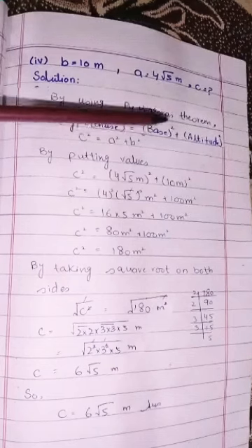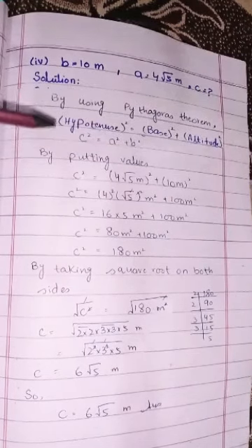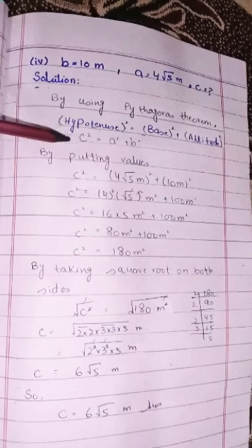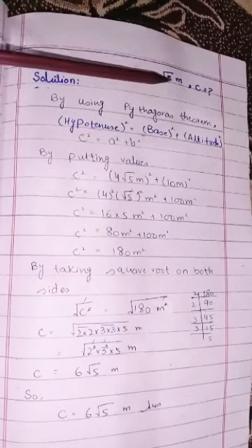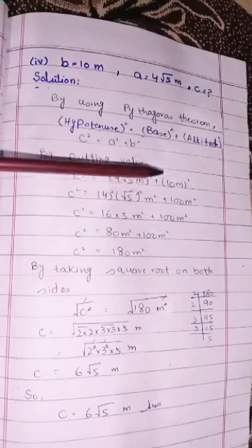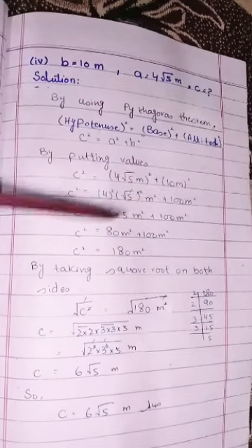Hypotenuse square is equal to base square plus altitude square. C square is equal to a square plus b square. Now by putting values, students, in this question we are going to find out the value of c, so we will write c square as it is. Here a is equal to 4 square root 5 meter, so we will write 4 square root 5 meter whole square plus as it is, and b is equal to 10 meter, so we will write 10 meter whole square.